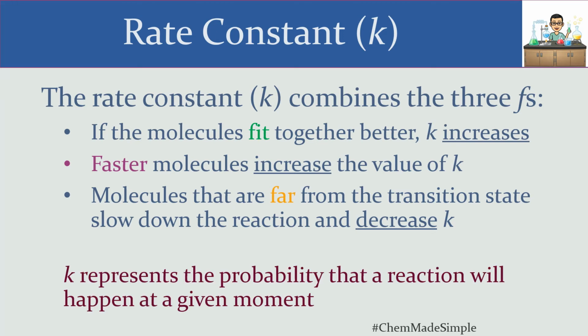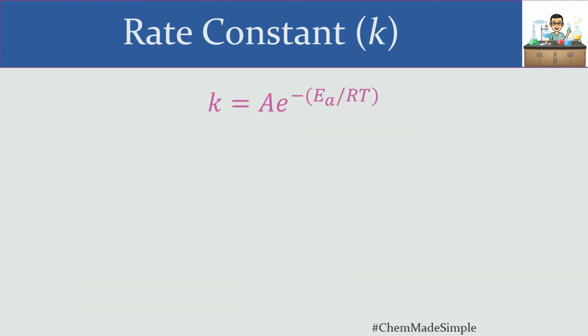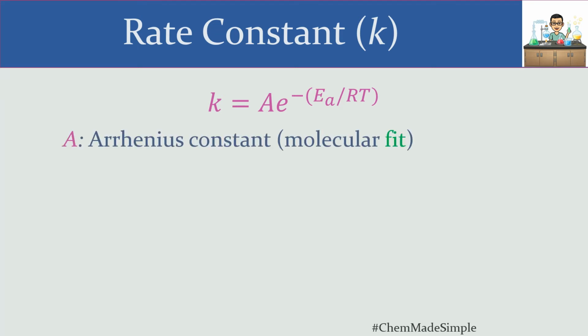So k represents the probability the reaction will happen at a given moment. Notice that happening at a given moment has to do with time, and kinetics is always about how fast or how timely we can make a reaction happen. The expression for k looks like this. It seems complicated at first, but it actually includes the three F's that we talked about.